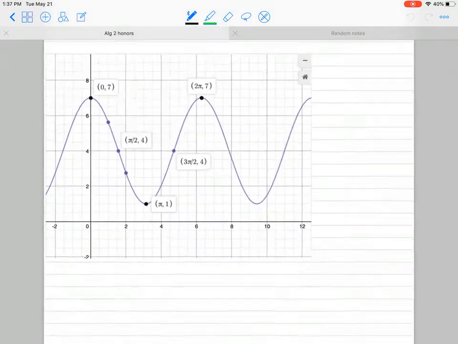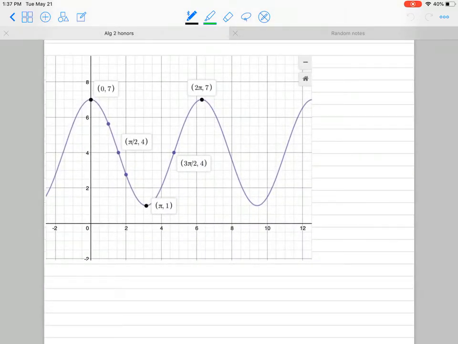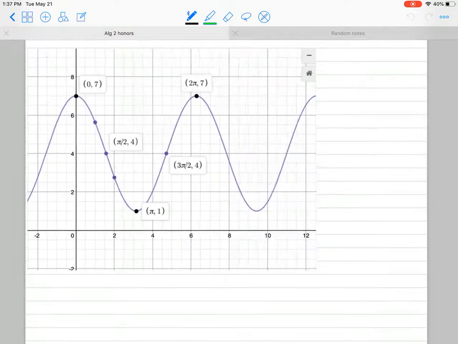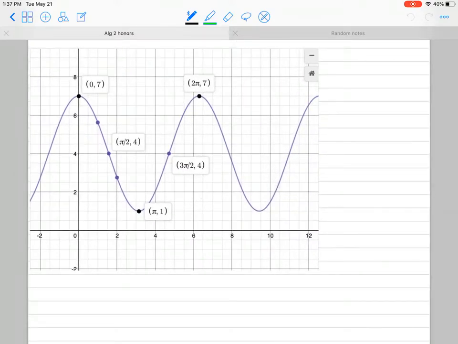Why don't you write me now, with no help from me, the equation of this graph? First, annotate it. Annotate where is the midline, where is the amplitude at, and decide if it's sine or cosine. Then write the equation. All right, hopefully you just did all of that.